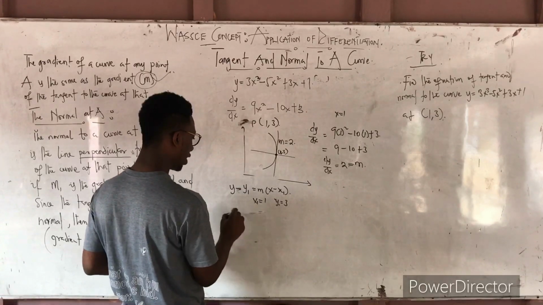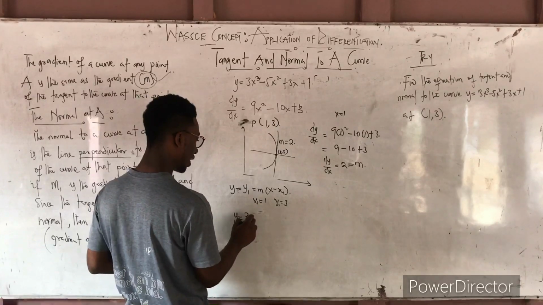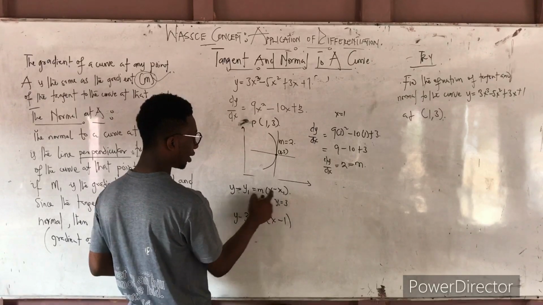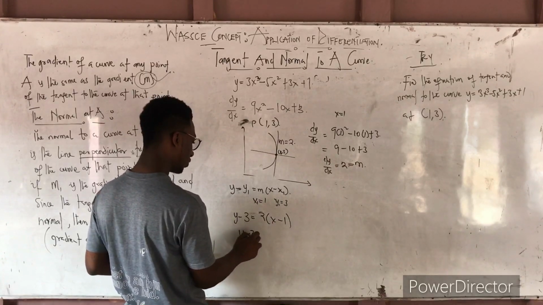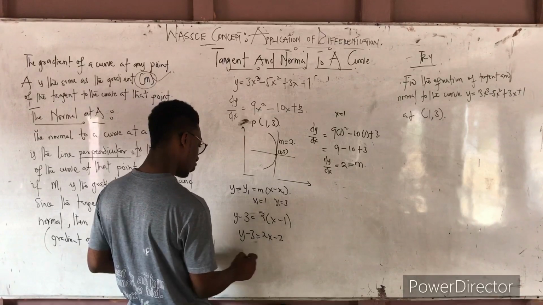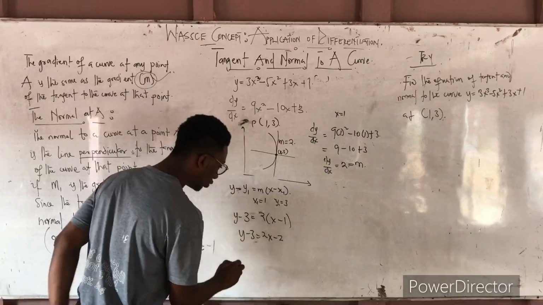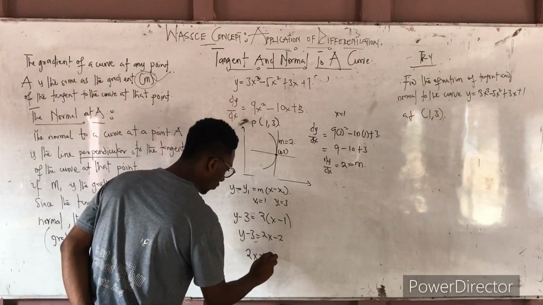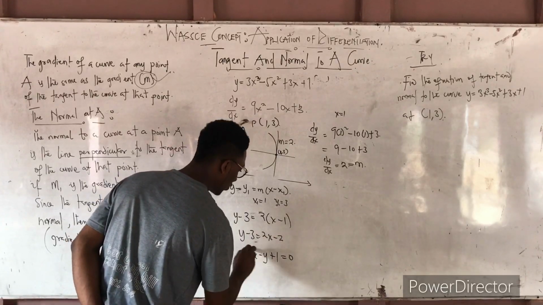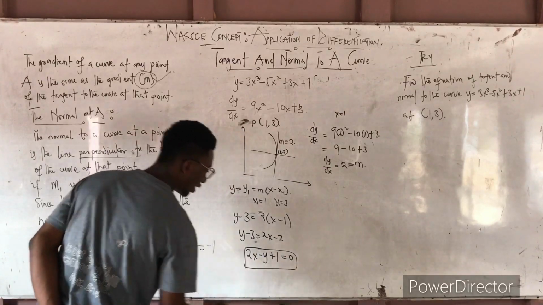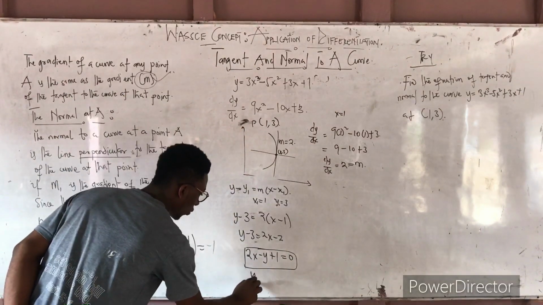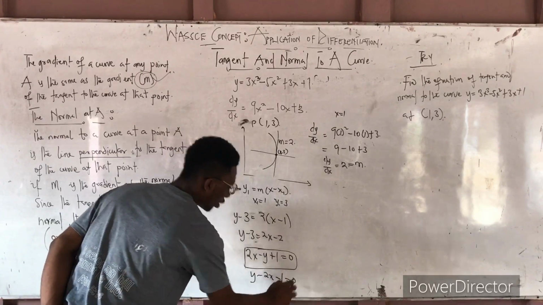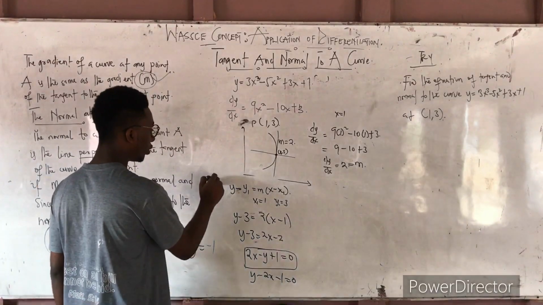Okay, so now what do we do here? y minus y1, which is 3, is equal to m, that is 2, times (x minus 1), where x1 is 1. So you do this, and I'm getting y minus 3 is equal to 2x minus 2. So when we write the whole equation, we get 2x minus y plus 1 is equal to 0. And this becomes the equation of the tangent. In terms of y, you can get y minus 2x minus 1 is equal to 0. And this is the equation of the tangent.